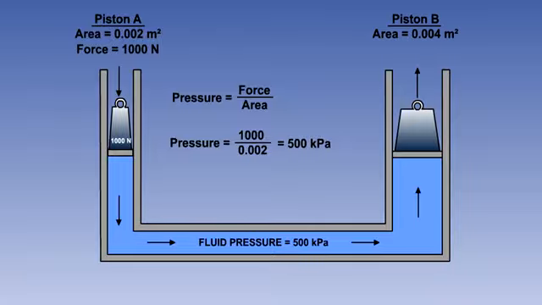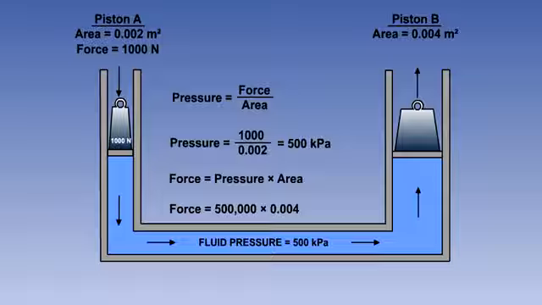Piston B has an area of 0.004 square meters. It will therefore be able to support a force of 500,000 multiplied by 0.004, which is 2000 newtons.